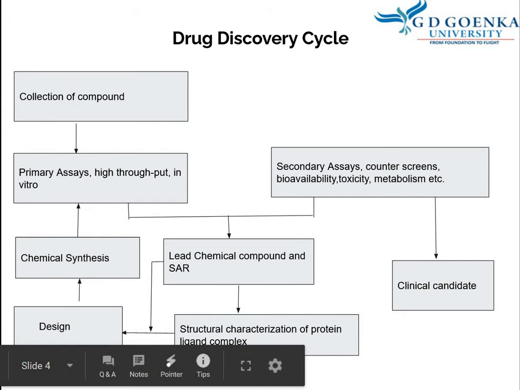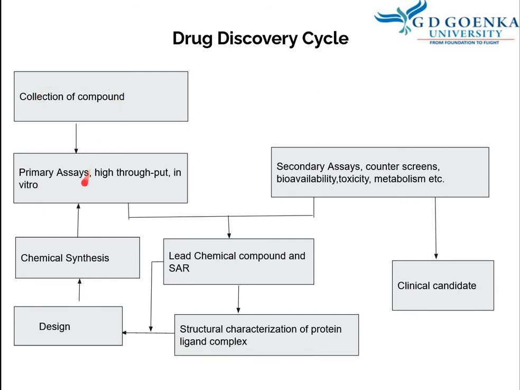This is a typical drug discovery cycle. It initiates from either identifying a drug from natural origin, that is animals, plants, minerals, and collecting the compound. Thereafter, these compounds are subjected to primary assays. These are high throughput in vitro assays, in order to determine the identification and purity of that particular compound.